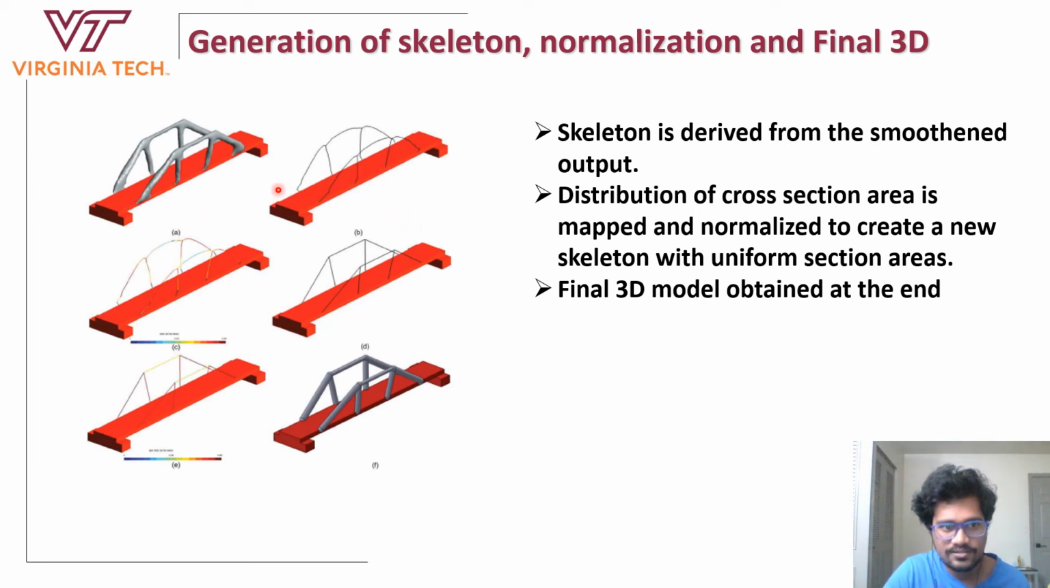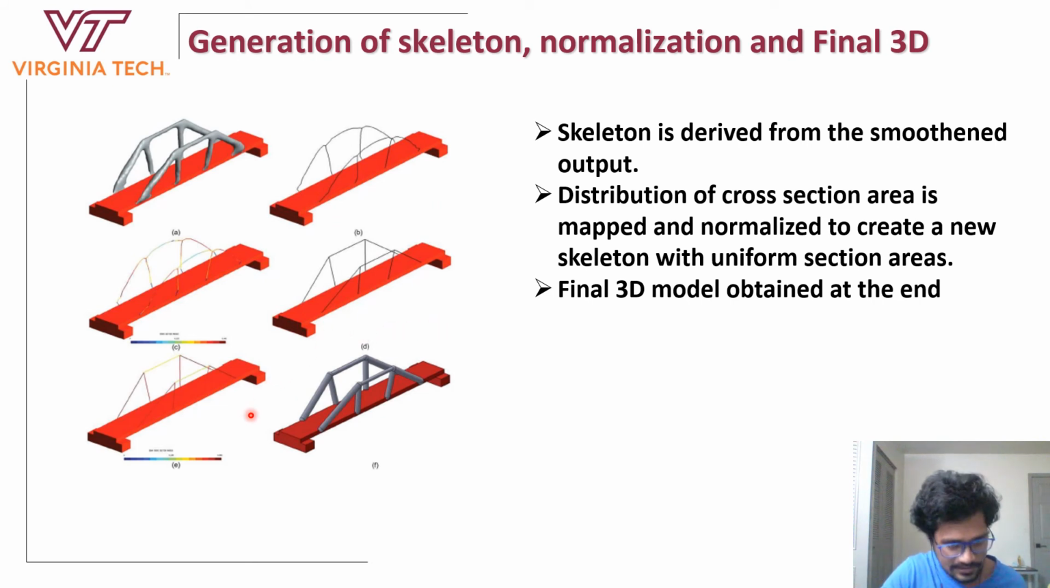But the thing to note over here is that these skeletons do not have a uniform cross section, so they keep on changing. So the approach that has been used over here is that the cross section area at each point has been mapped. So we get the entire distribution of cross section along this entire skeleton. Once we have that, we normalize the cross section to try and make sure that each member has a uniform cross section. Obviously this will lead to some changes in the skeleton, and that is what happens in this image. So after normalization, this is the skeleton that is obtained.